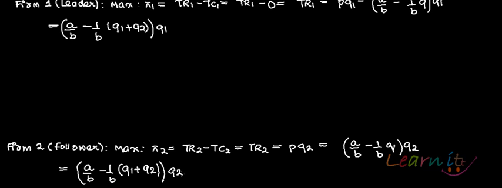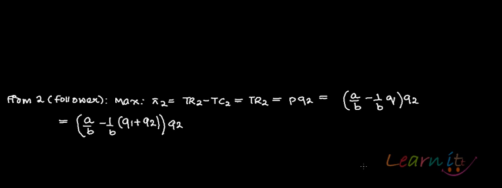Now the beauty is that the follower knows very well how much the leader has produced, because the leader would have come before the follower. So suppose the leader has produced Q1. Ideally you should write Q1 star or something, I'm just writing Q1. You have some value for Q1. So the leader has produced Q1 and the follower knows it. So A by B Q2 minus 1 by B Q1 Q2 minus 1 by B Q2 square. This is the profit of firm 2.